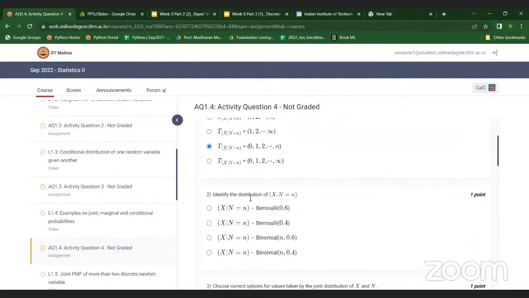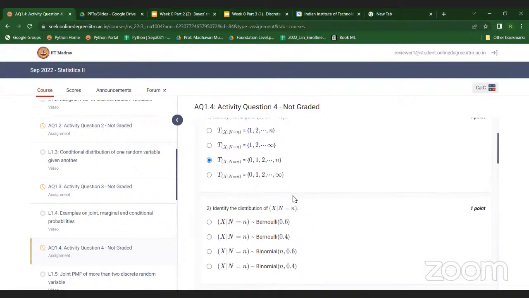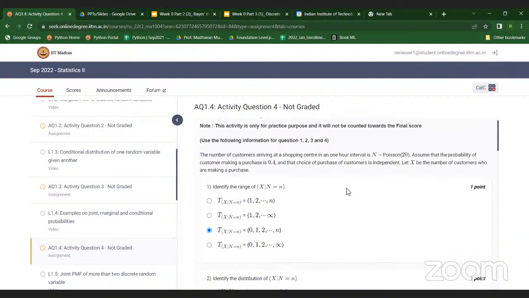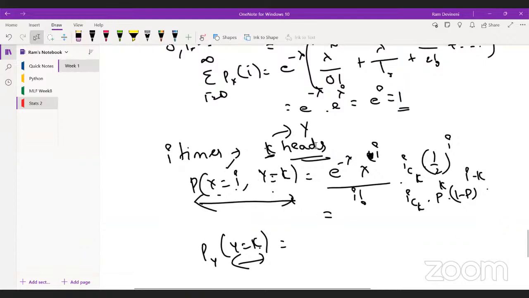Now identify the distribution of X given N equals n. That's obviously a Bernoulli distribution. Let's use this: we have the joint probability. When you have the condition given X equals i, we divide by the probability of X equals i. Then the Poisson value, e to the power minus lambda, lambda to the power i by i factorial, gets cancelled out. So we are left with the Bernoulli distribution probability.